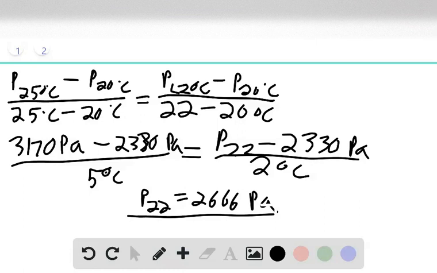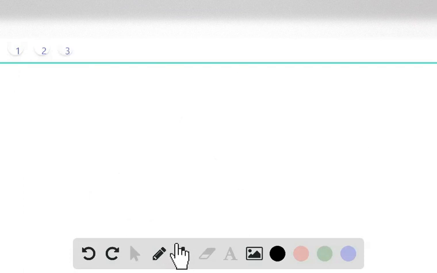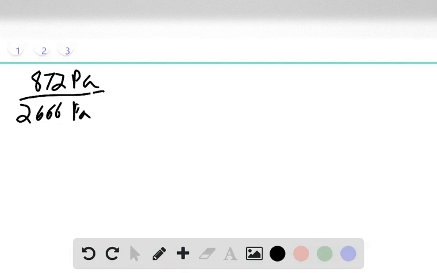So now we can solve for the relative humidity. So the relative humidity is just the comparison of the pressure that it started with to the pressure that it ended at. So that's going to be 872 pascals divided by 2,666 pascals. And that's going to equal 0.327, which we multiply by 100 and round, and we get a relative humidity of 33%.